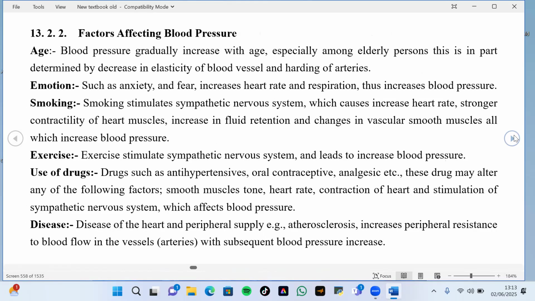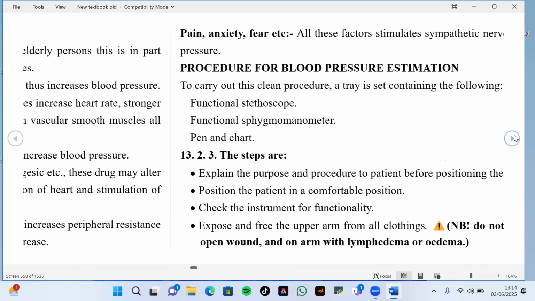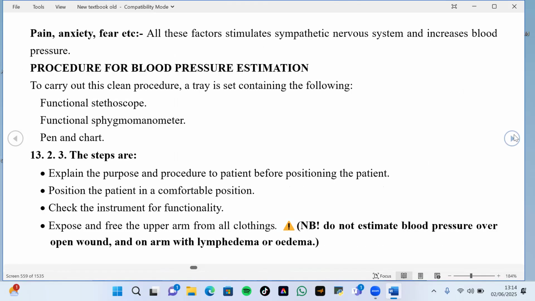Factors that affect blood pressure: age, like we said, emotions, smoking, exercise, use of drugs, and diseases. Diseases affecting the blood vessels will also affect the blood pressure. You already know that the blood pressure is a function of cardiac output and peripheral resistance. If the arteries become too hardened, that means there will be increasing peripheral resistance. As such, the blood pressure will be high. Then pain and anxiety, you already know, will also lead to an increase in blood pressure.